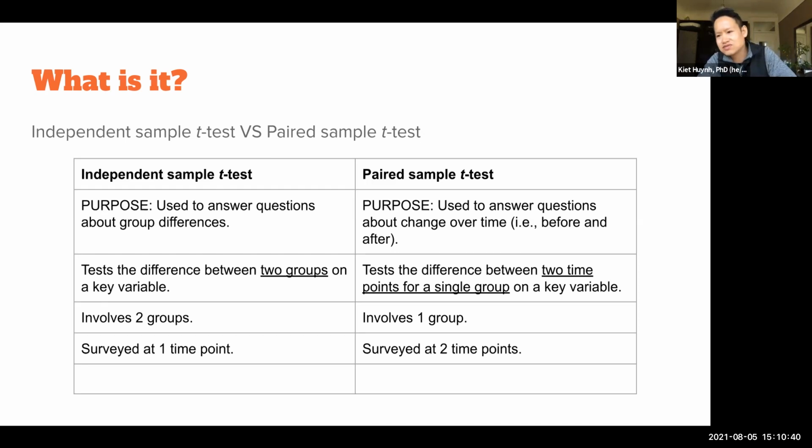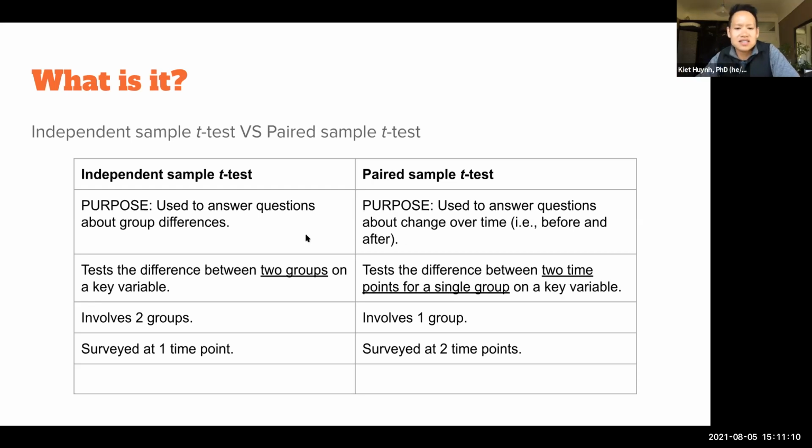For example, do men and women differ in the average height or weight? Whereas the purpose of the paired sample t-test is to answer questions about change over time, so when you measure people at multiple time points. The independent sample t-test tests for differences between two groups on a key variable, whereas the paired sample t-test tests between two time points for a single group on a key variable.